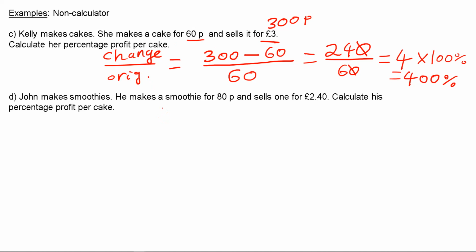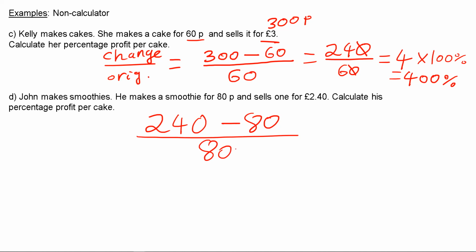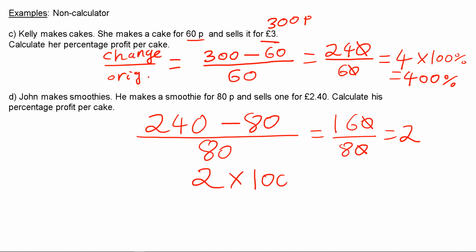For D, John makes smoothies. He makes a smoothie for 80p and sells them for £2.40. We're doing the same thing. I'm going to say 240p, take away 80p, over, again, the original is going to be 80p. So we have 160 over 80. And this simplifies down to 2. So to change this to a percentage, I times by 100%, which will give me 200% percentage profit.